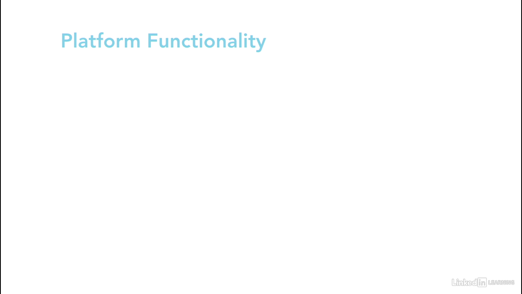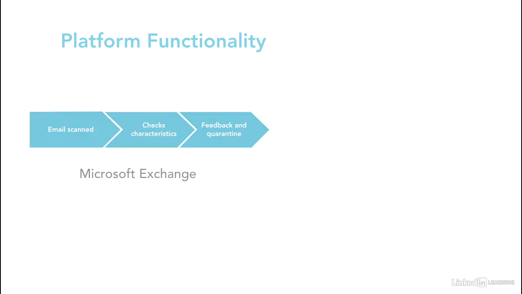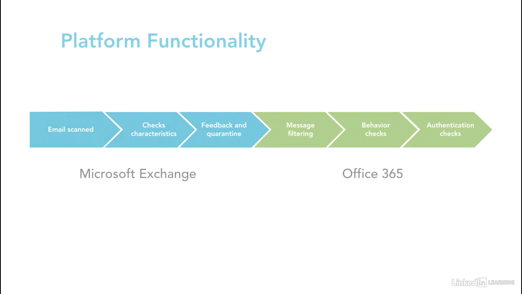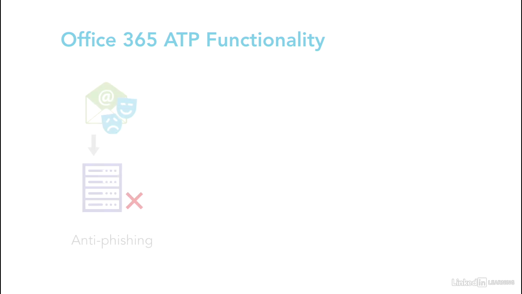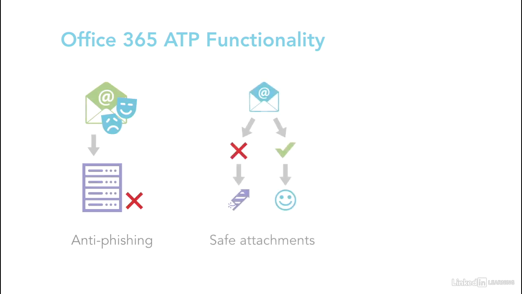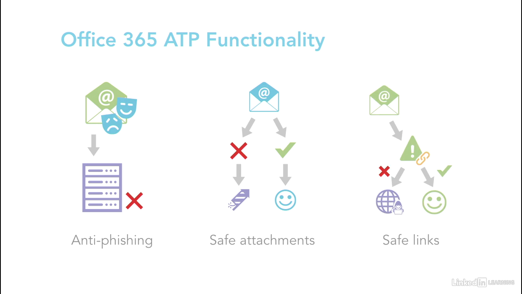You may notice that some of the Microsoft Exchange or Exchange Online mail features are used within Office 365. This is because they are. Office 365 is a suite of online applications. The bulk of the email functionality is provided by Exchange Online. Office 365 then builds additional functionality such as message filtering, checks on suspicious behavior, and authentication checks using SPF, DKIM, and DMARC. The main features offered by ATP for Office 365 will protect against phishing attacks. It will ensure that email attachments are safe and that links displayed in emails are safe.